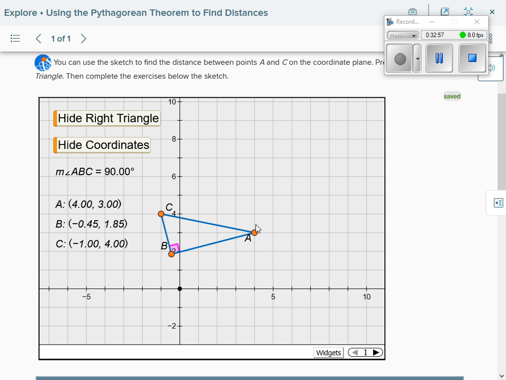Better right triangle. So we started off with this segment, A to C. And all they did was they added this on and added this on. And the reason they did that, and I'm not going to be able to draw it up here using this, but I want you to just mess around with it.